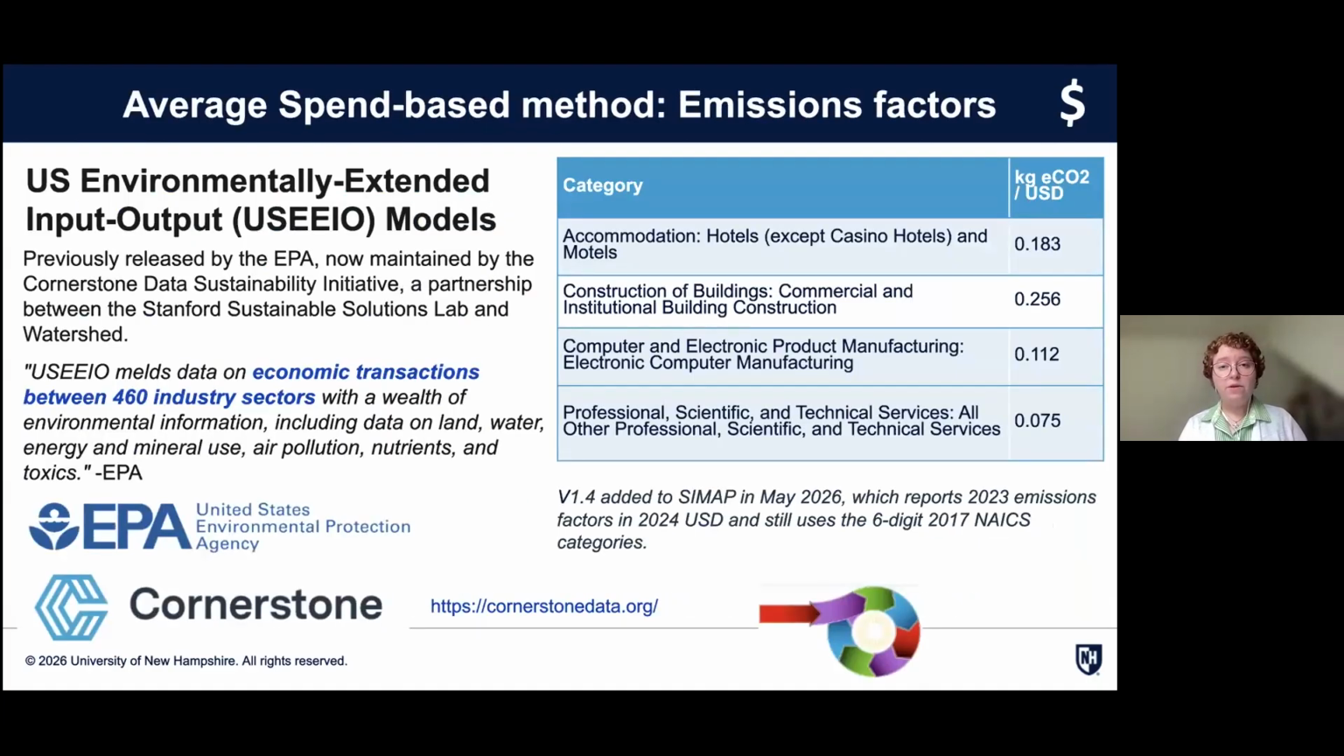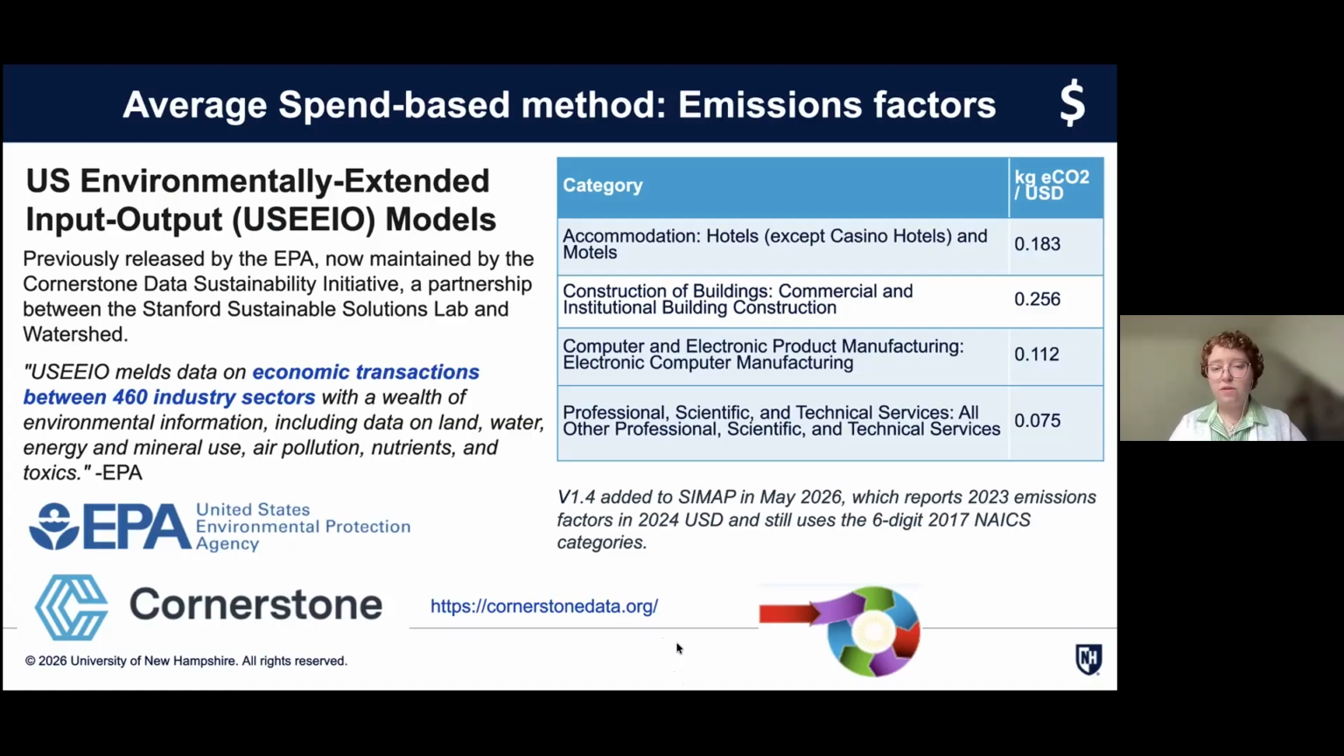For SIMAP, for our spend-based factors, we use the U.S. Environmentally Extended Input-Output model that was previously released by the EPA, but is now maintained by the Cornerstone Data Sustainability Initiative, a partnership with Stanford and Watershed. Essentially, this database looked at national data sets for different industry sector categories and then aggregated that data by spend to get an emissions per dollar across multiple different categories.